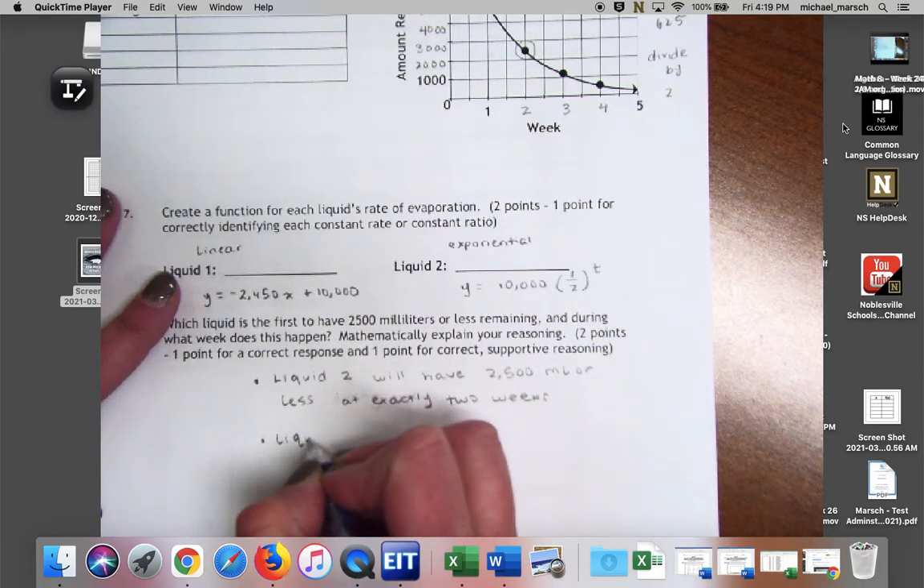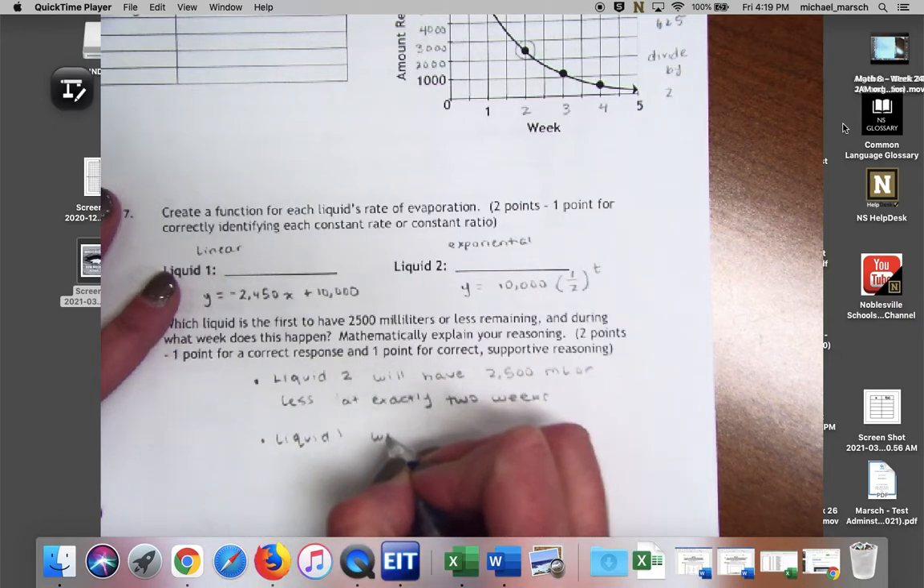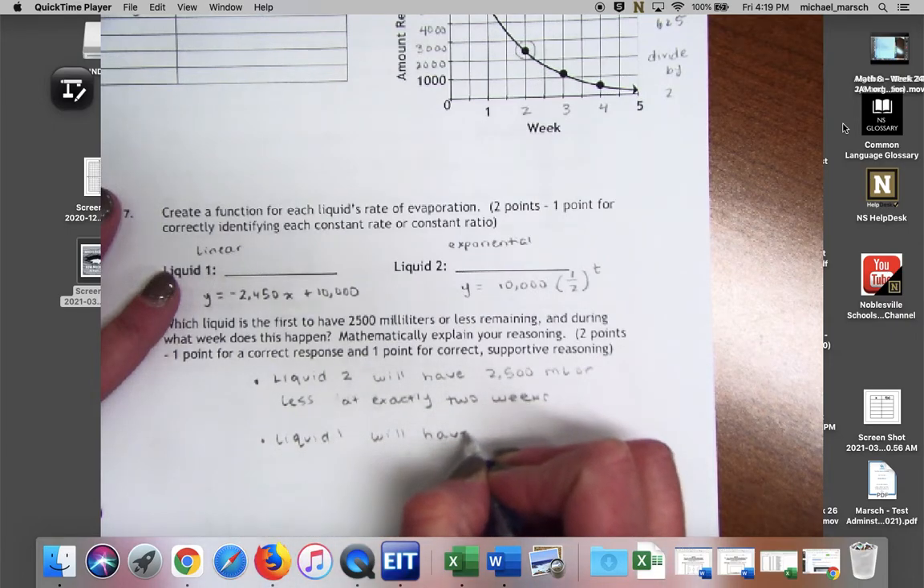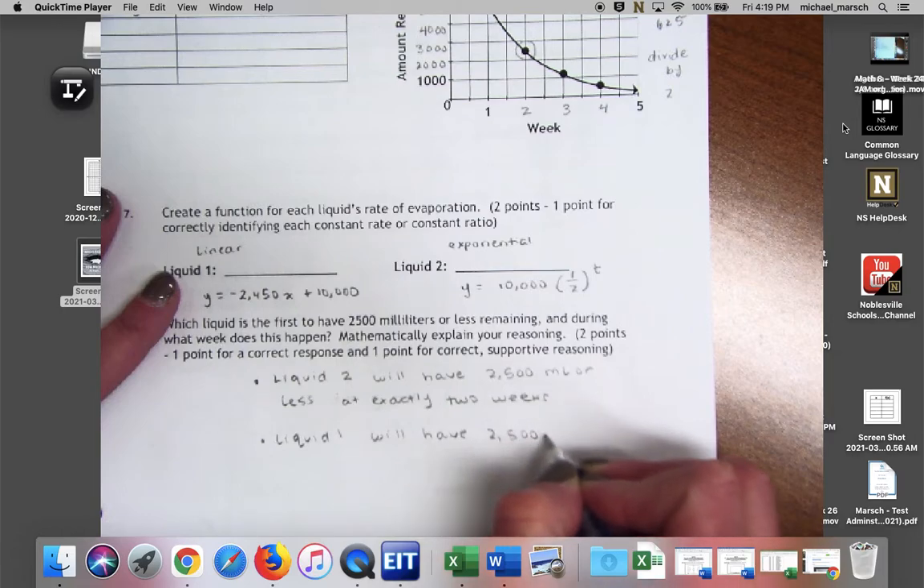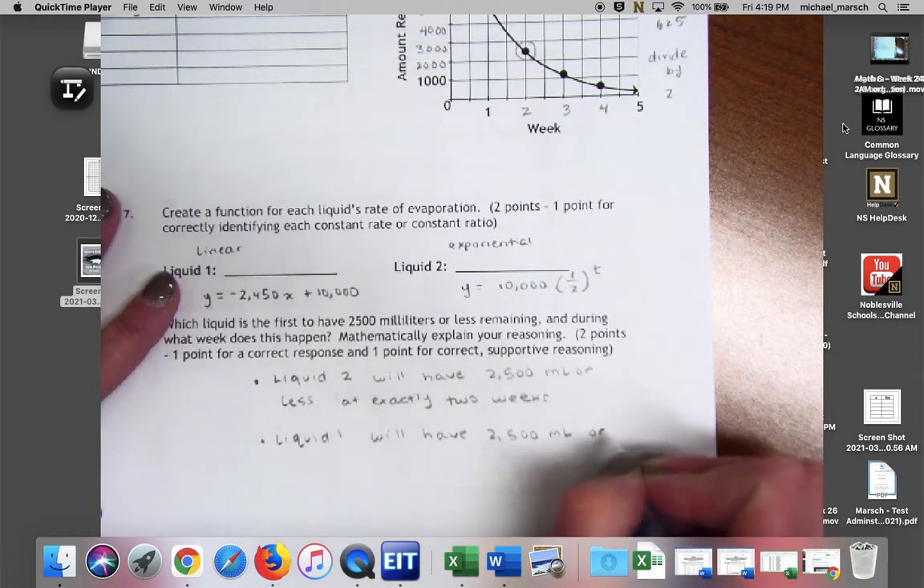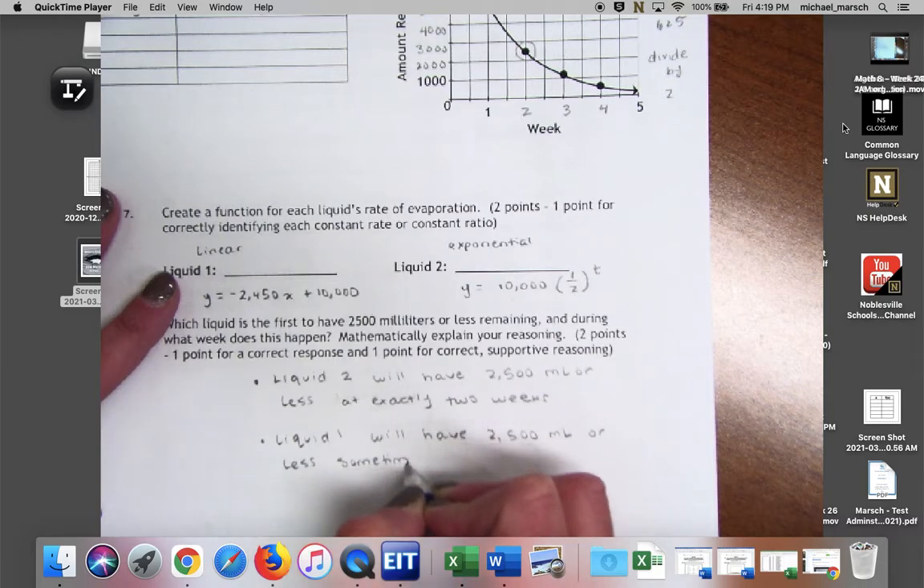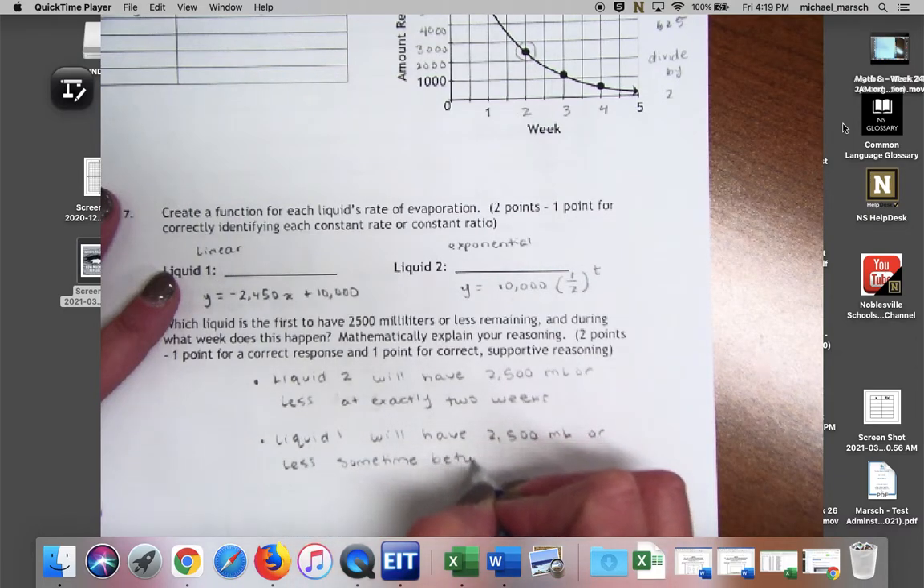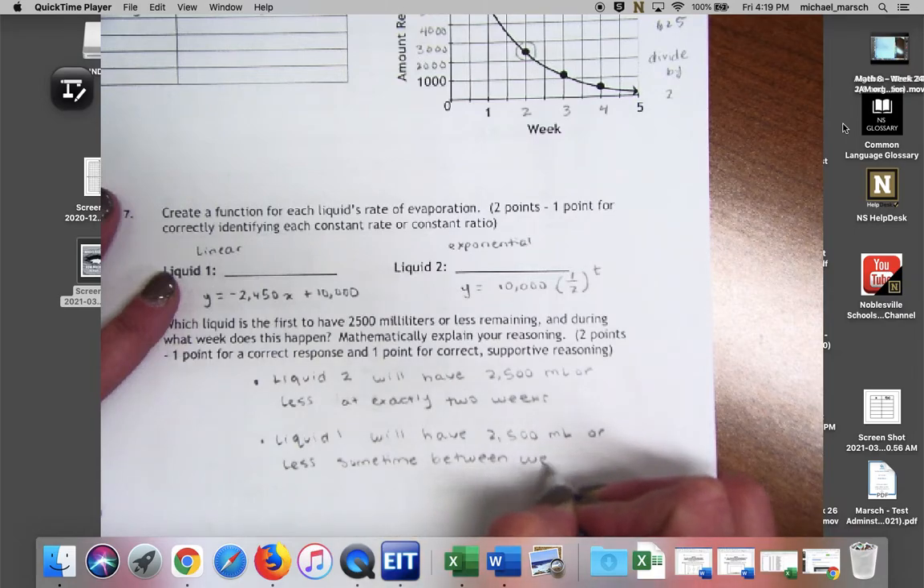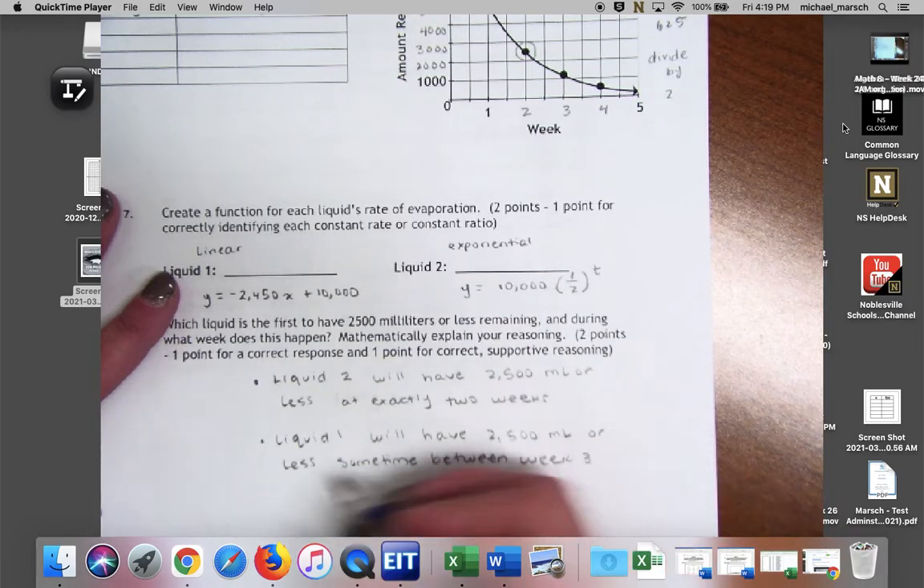Liquid 1 will have 2,500 milliliters or less sometime between week 3 and 4.